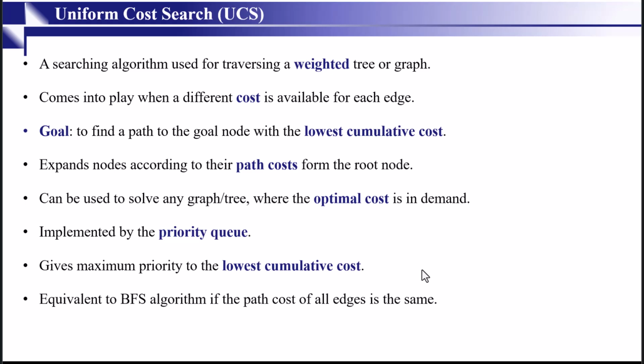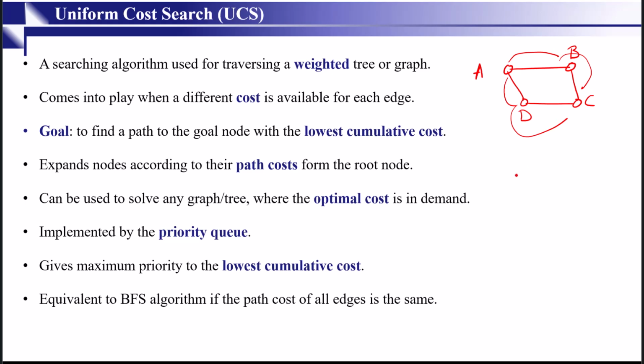UCS is an algorithm that has been designed for traversing a weighted tree or graph. What is the meaning of weighted? In graphs, we have unweighted. It means moving from A to B is the same as moving from B to C. So going from A to B and C is the same as going from A to D and C.